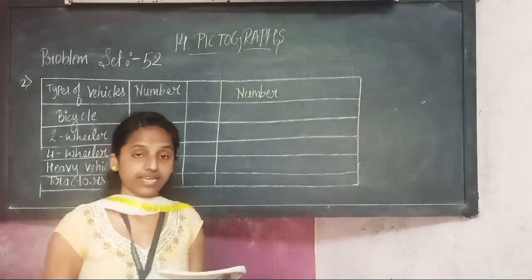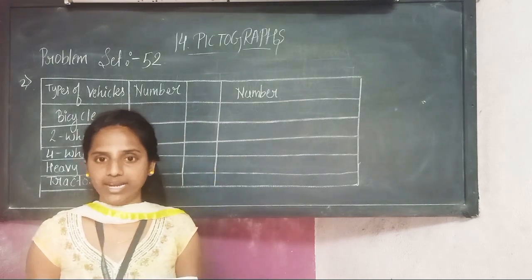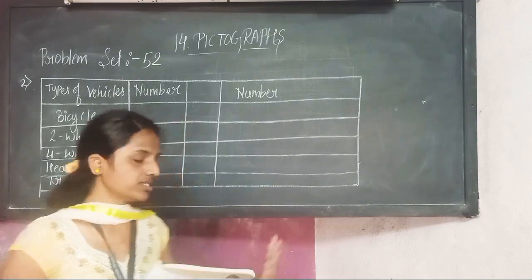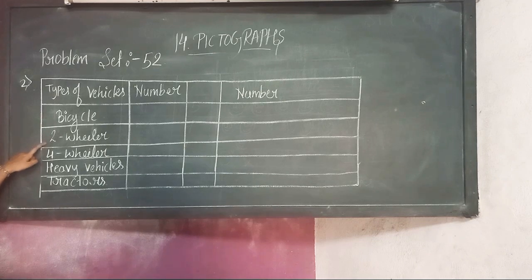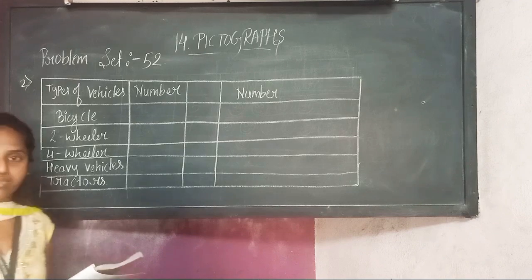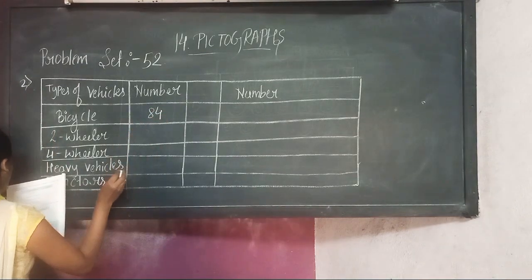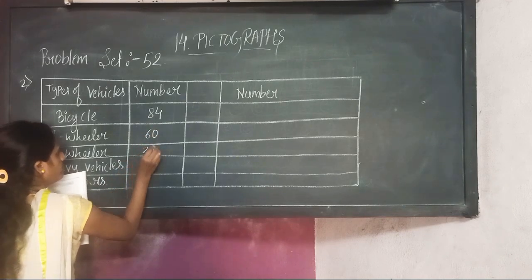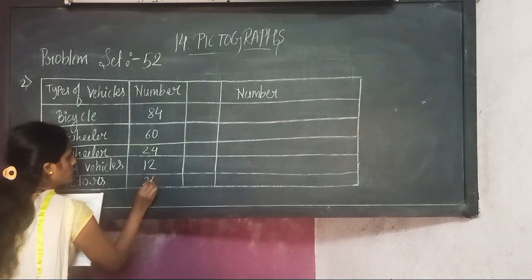Okay students, let's see the second question. Information about the various types of vehicles in Vargaon is given below. Make a pictograph for this data. Now what is given in this table? The types of vehicles are given, that is bicycle, two-wheeler, four-wheeler, heavy vehicles and tractors. And the number of vehicles are also given. For bicycle we have 84, for two-wheeler it is 60, for four-wheelers it is 24, heavy vehicle is 12, and tractors it is 24.